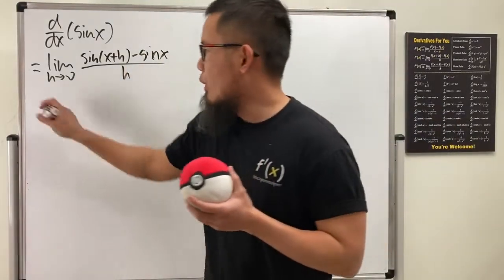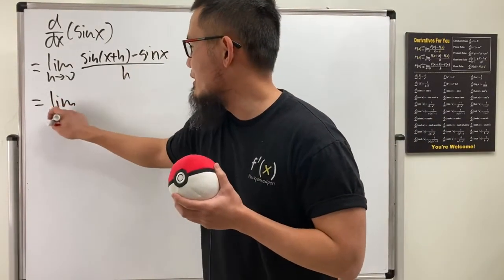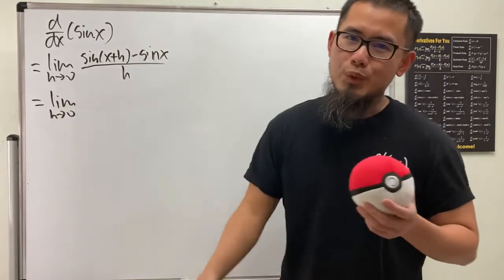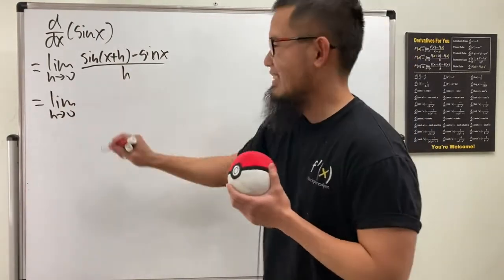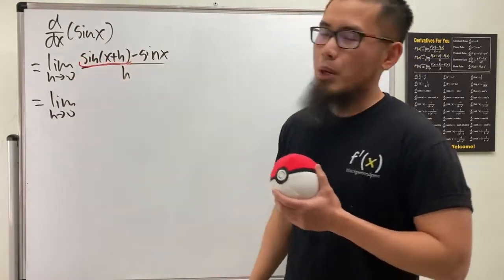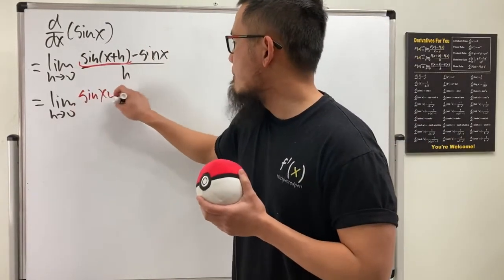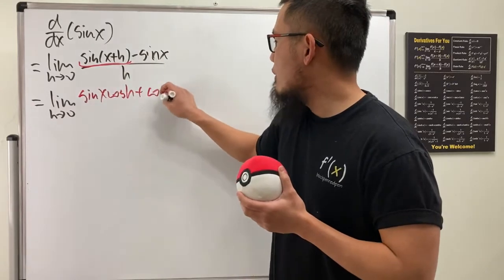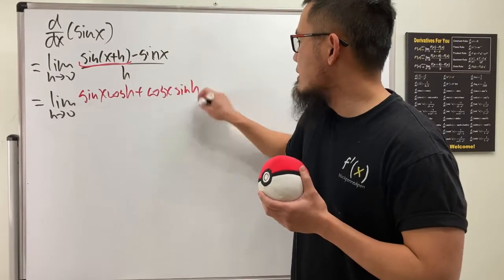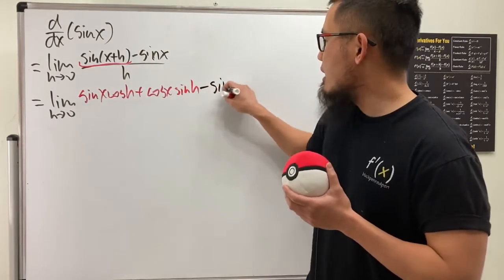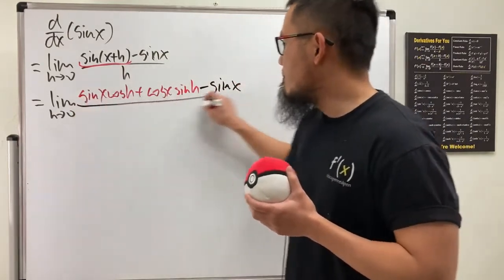And now, be sure you write down the limit as h approaching 0 again, because otherwise your teacher might take away some points. Not my fault, but just do it. Anyway, for this right here, we can break it apart with the angle sum identity, which is going to be sine of the first times cosine of the second plus cosine of the first times sine of the second, right? And then we still have the minus sine of x on the top, all divided by h.